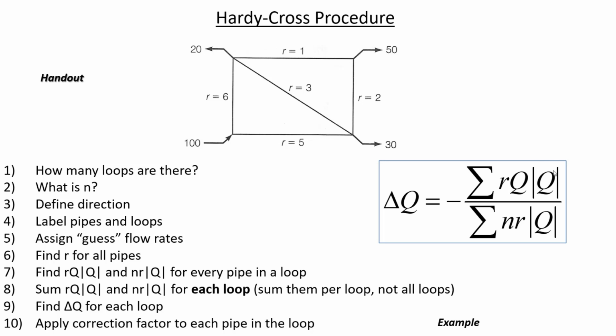Now, why are we doing absolute value? Because some of the flow rates are going to be positive, some are going to be negative, and if we want to retain that sign, then Q times absolute value of Q will retain whether the flow is against the clockwise or with the clockwise. And then there's this minus sign here. So this delta Q is a correction factor that helps us get closer to the correct flow rates.